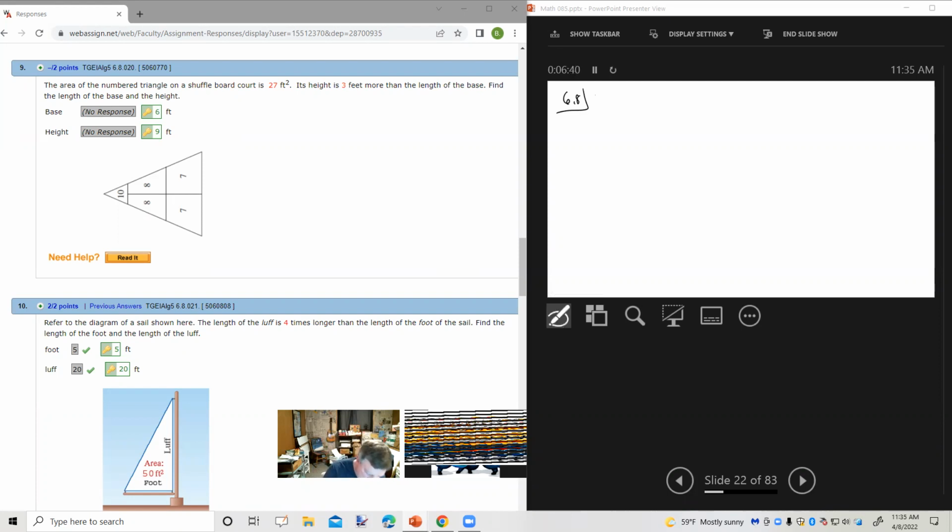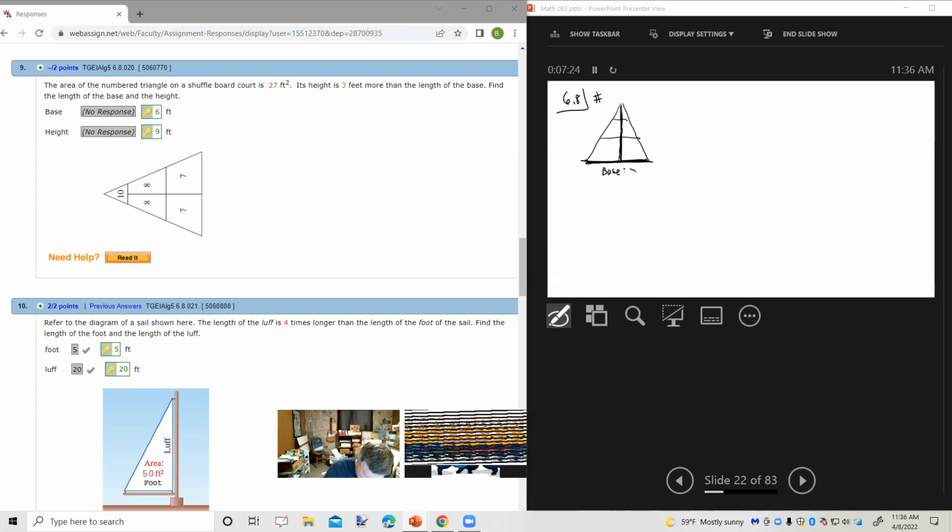Okay, so we're taking a look at number 9. The area of the triangle on the shuffleboard court is 27 square feet. Its height is 3 feet more than the length of the base. Find the length of the base and the height. First, we're going to take that triangle and change its orientation and write it like this. So this would be the height and this would be the base. And the height is 3 feet more than the length of the base.